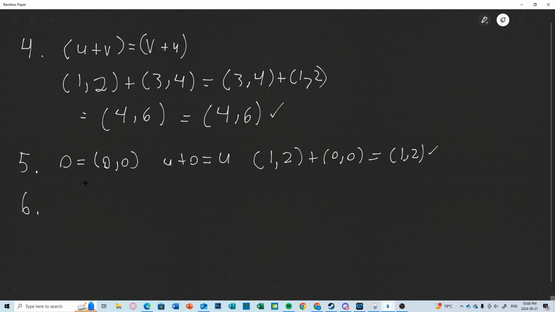Next up is number 6, the existence of the additive inverse, which means that if we have a u, there is such a thing as negative u, which will give us 0. To test this, we write out our u as (1, 2), and we write our negative as (-1, -2). As long as this gives us (0, 0), then this axiom works as well.